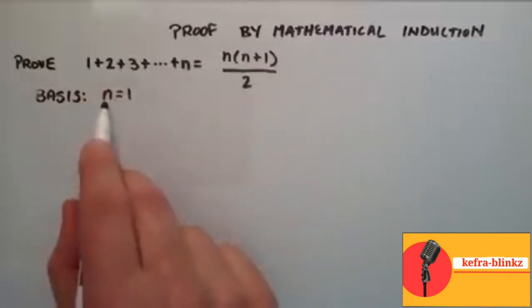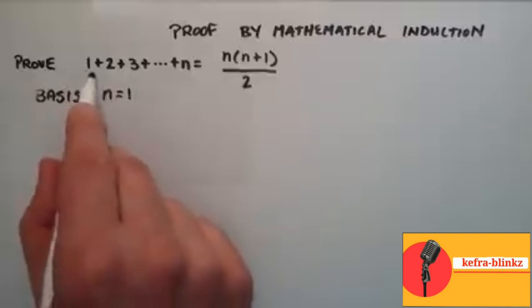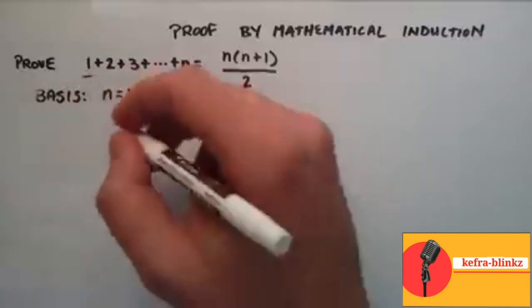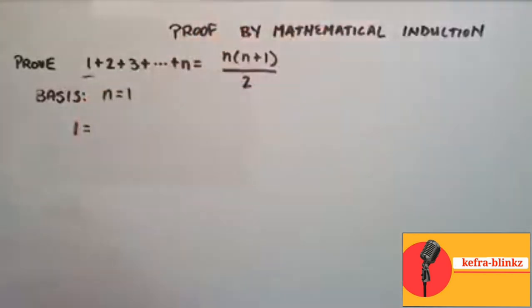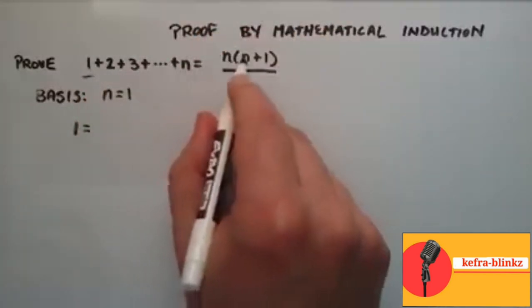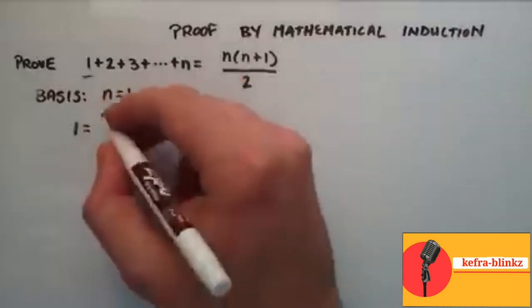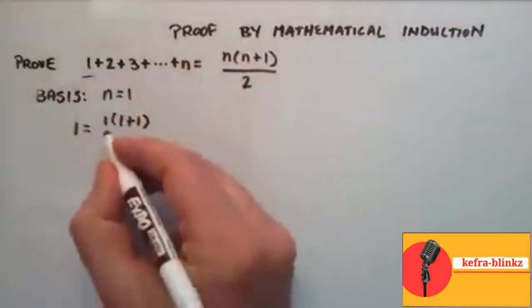Well, if we're looking at the n equals 1 term on the left-hand side, then it's basically just the first term. The first term happens to have the value 1. So we're going to write down the value 1 here to check the left-hand side. And then the right-hand side, when n equals 1, we simply replace the n's with the value 1. So this becomes 1 times (1 plus 1) divided by 2.